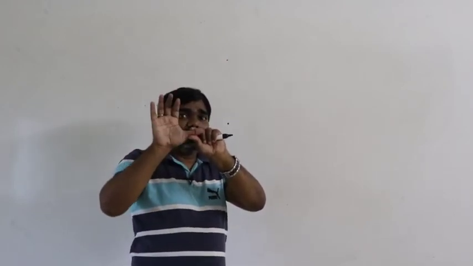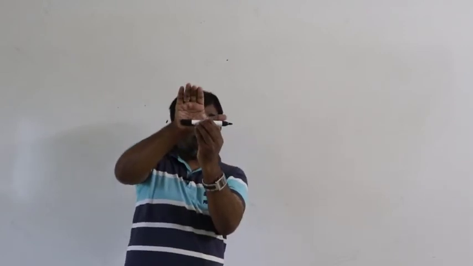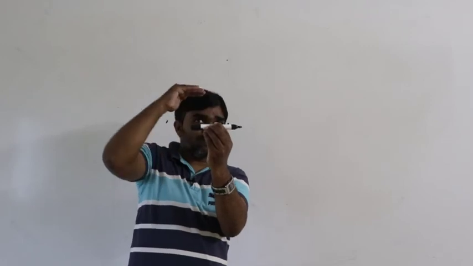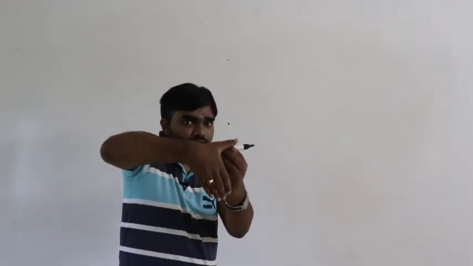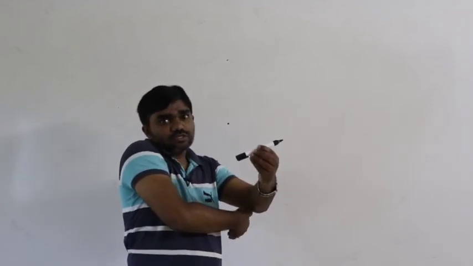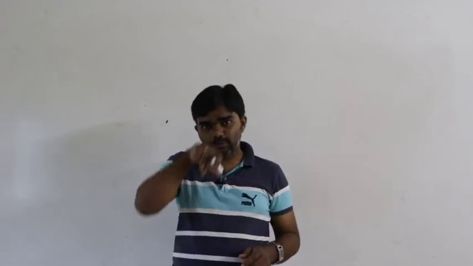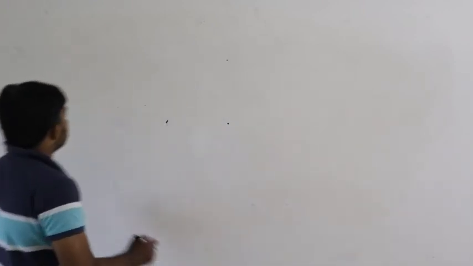Curling of the fingers indicates the direction of the magnetic field. So here is the curling of the fingers, and this is the conductor. Above the conductor, the curling of the fingers is towards south. Below the conductor, the curling of the fingers is towards north. If the direction of the current is reversed, the direction of the magnetic field is also reversed: above the conductor north, below the conductor south. So that is very important.